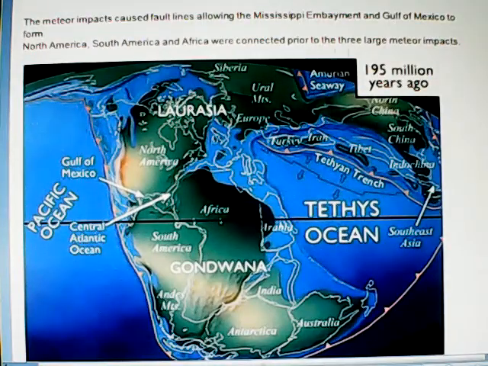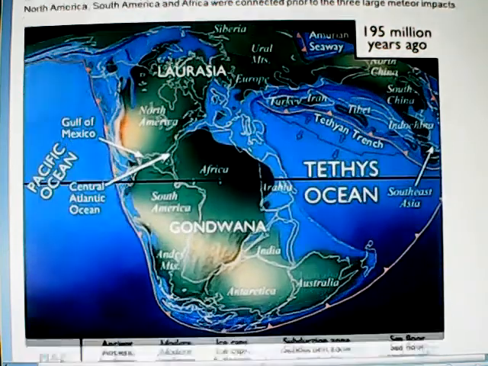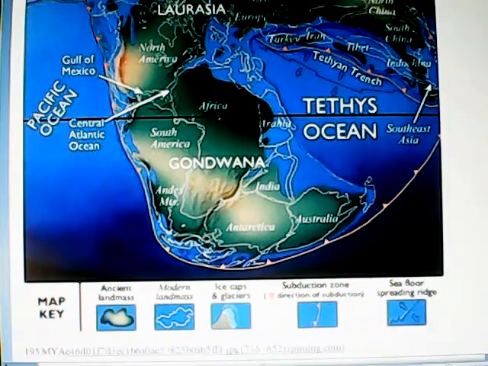Okay, meteor impacts cause fault lines, allowing the Mississippi embayment and the Gulf of Mexico to form. North America, South America, and Africa were connected prior to the three large meteor impacts. And you can see this is the Gulf of St. Lawrence, Alabama, Mexico. And then 195 million years ago, they hadn't moved apart that much.